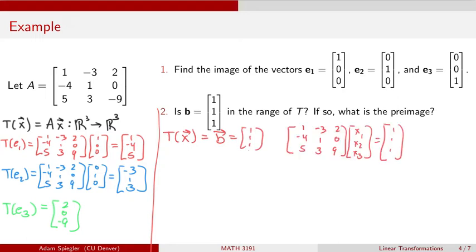And so this has the following matrix equation that we see over here, where we've got the matrix first column 1, minus 4, 5, second column minus 3, 1, 3, third column 2, 0, minus 9, times the vector x1, x2, x3 equals the vector B, which is 1, 1, 1. And so if we want to solve this matrix equation, we can set up the corresponding augmented matrix. So I just pull off column 1 of A, column 2 of A, column 3 of A, and now we add a fourth column, which is 1, 1, 1.